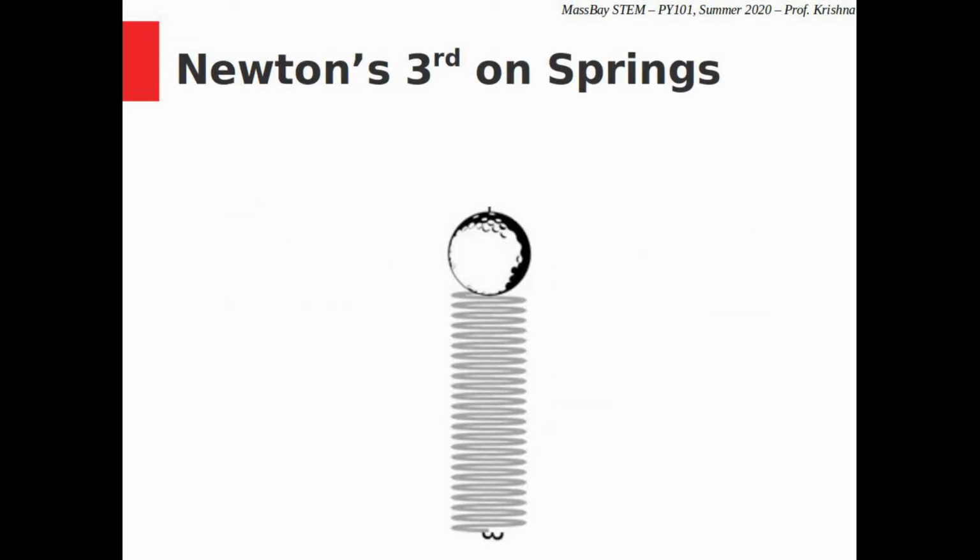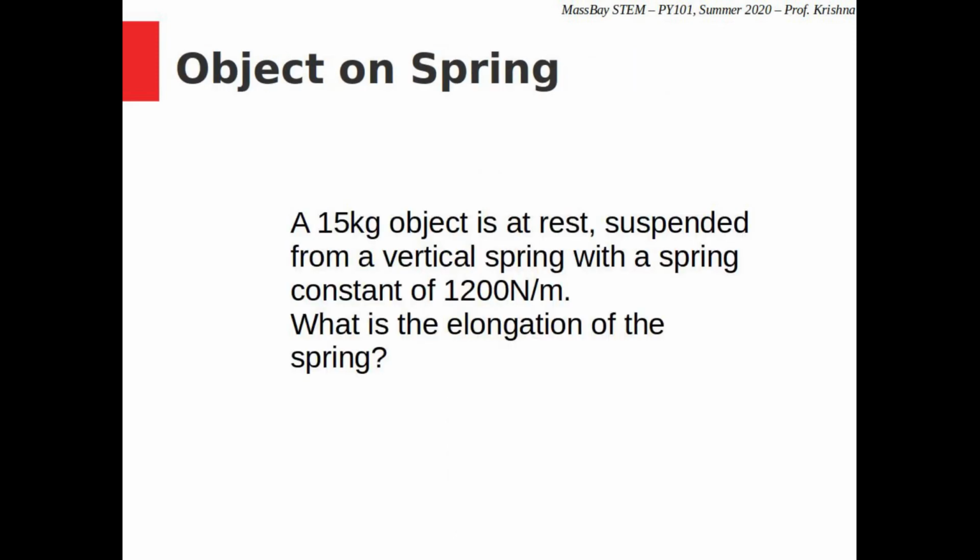Now, let's apply Newton's third law to a spring, the law of equal and opposite forces. If an object pushes down on a spring, that means the spring must push up on the object with an equal and opposite force. We can use this knowledge to our advantage in a question like this. A 15-kilogram object is at rest, suspended from a vertical spring with a spring constant of 1,200 newtons per meter. What is the elongation of the spring?